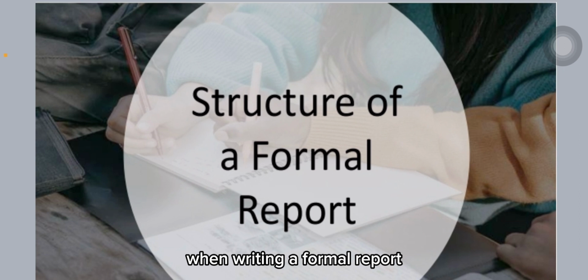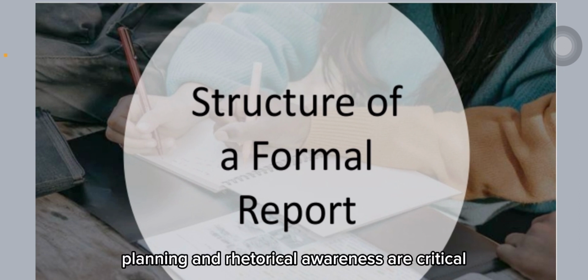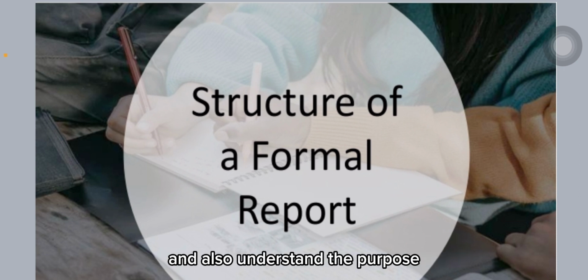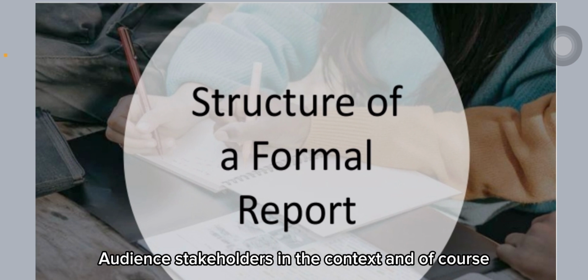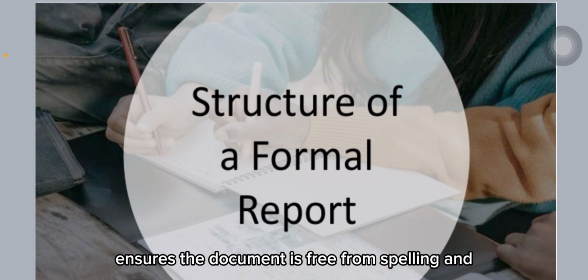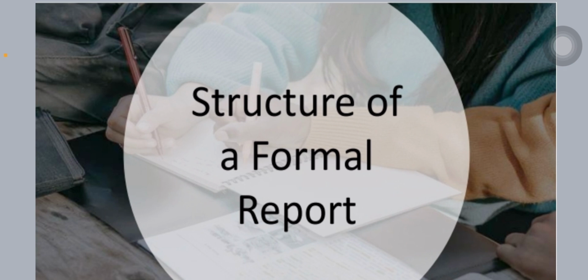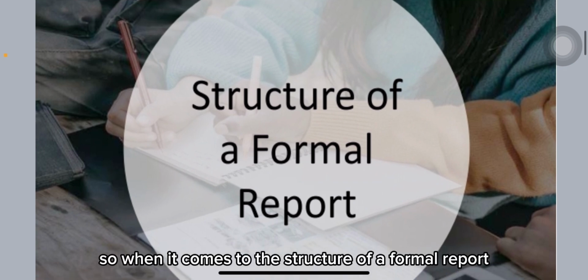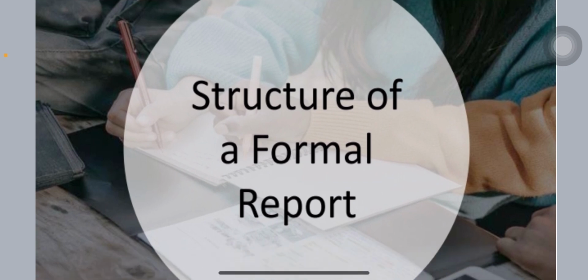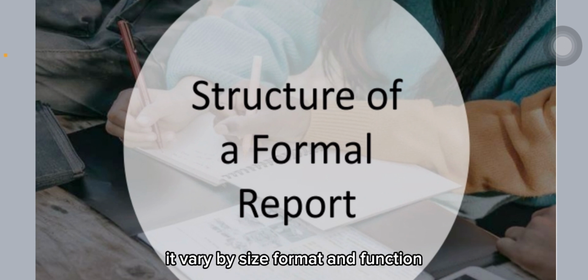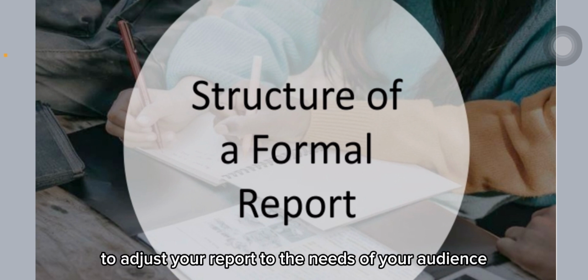When writing a formal report, planning and rhetorical awareness are critical. So understand the purpose, audience, stakeholders, and the context. And of course, proofreading ensures the document is free from spelling and grammatical errors. When it comes to the structure of a formal report, it varies by size, format, and function. So you need to be flexible, to adjust your report to the needs of your audience.